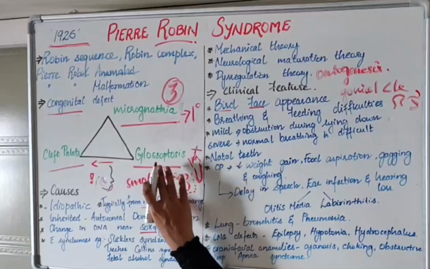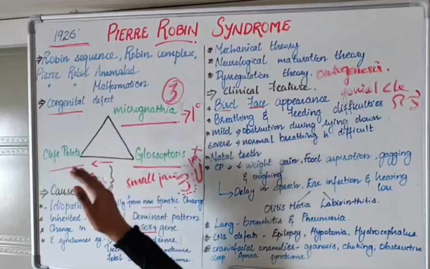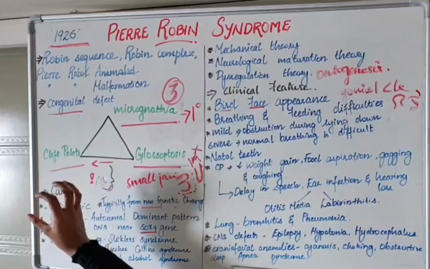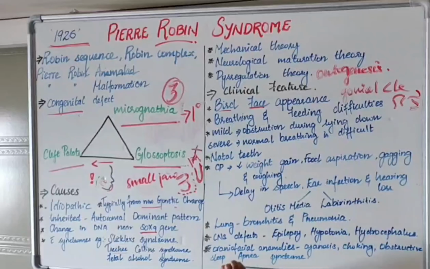Next, we also know they have glossoptosis and cleft palate. What happens if there is glossoptosis? The tongue is falling back. It is obstructing your airway. So what is the breathing difficulty? The patient will have severe breathing difficulty depending on the obstruction. Like how severe the obstruction is, that severe your breathing difficulty is also going to be.